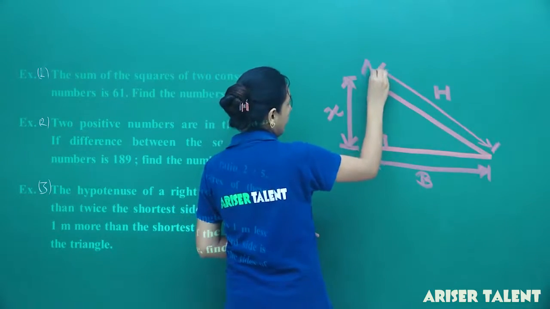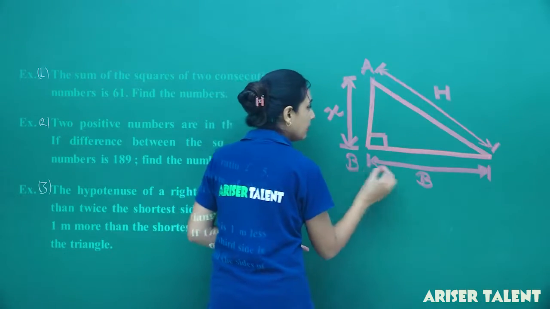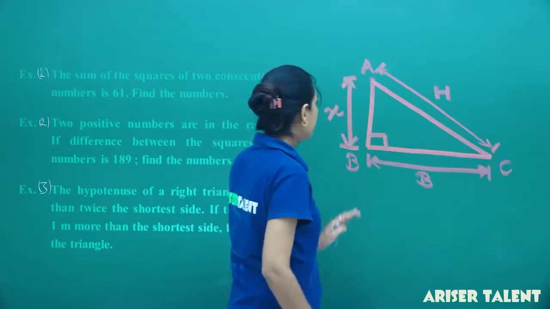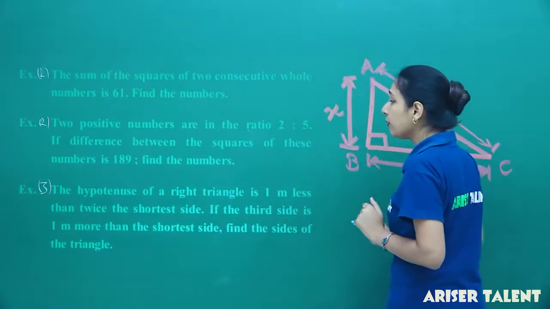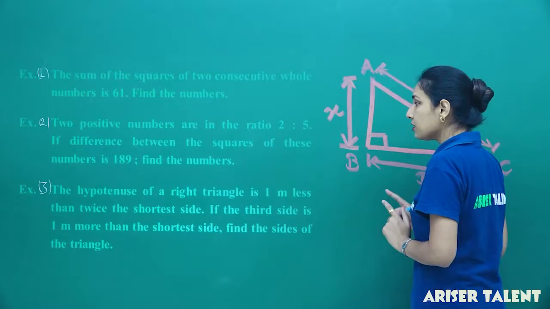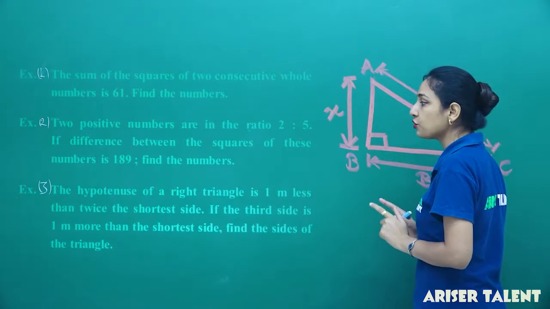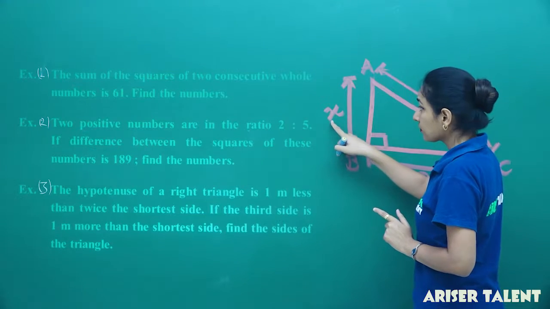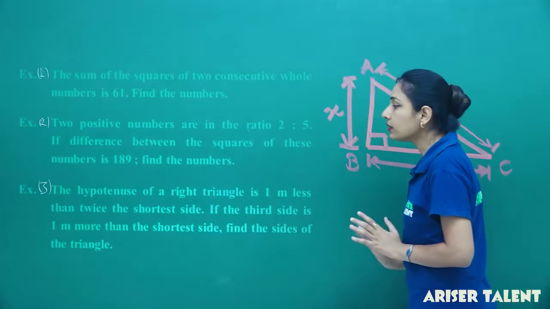Let's suppose this is A, this is B, and this is C. Okay. Done with this. Now try to understand it. The hypotenuse of a right angle triangle is 1 meter less than twice the shortest side. Shortest side. Okay. Now we have to find all the sides of the triangle.